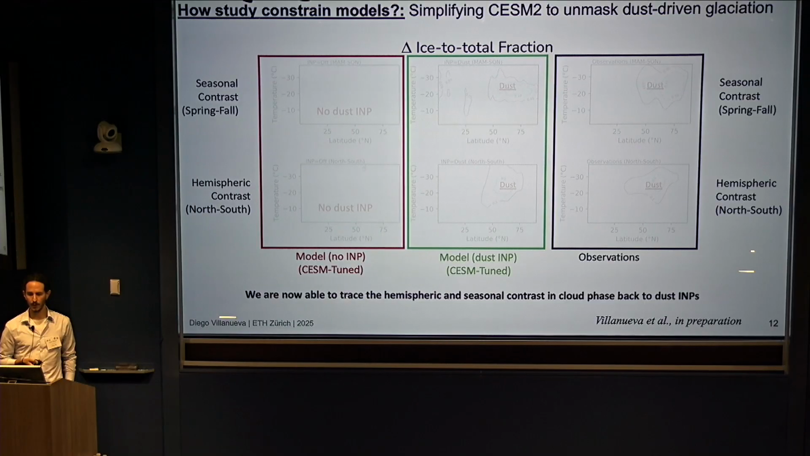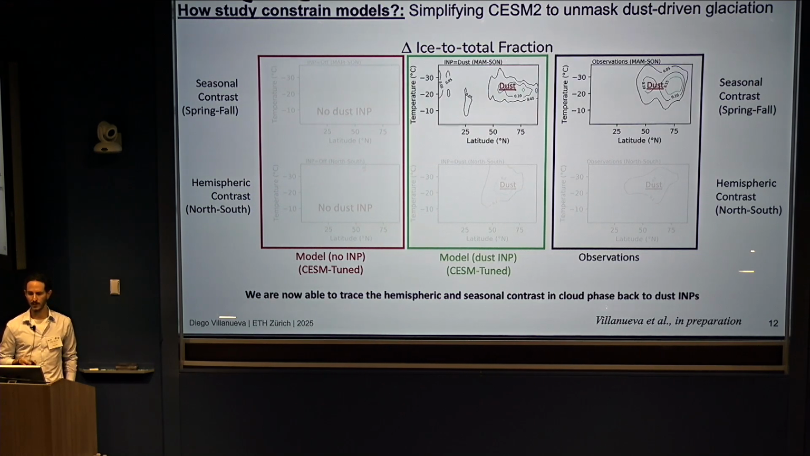And what we have done with the CSM is just this. So I want to show some results that we got after tuning the CSM for the model to reproduce this natural variability of the ice-to-total fraction.